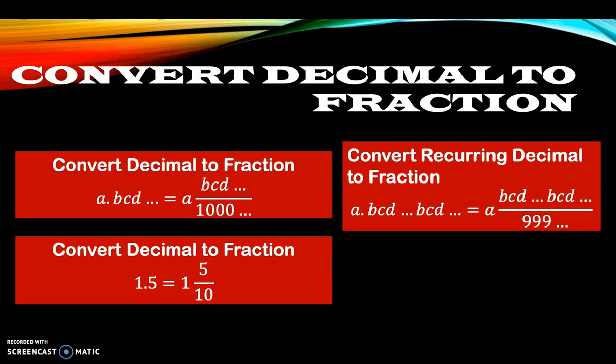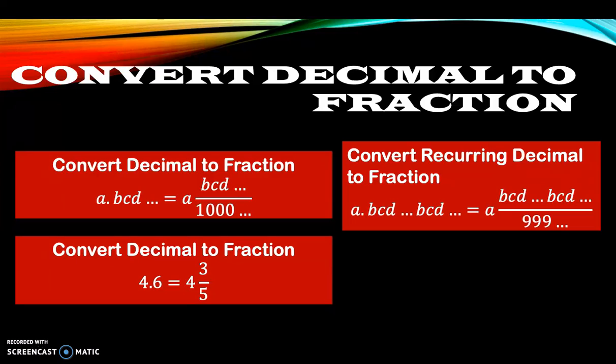The number 1 before the decimal is a whole number, which will be in front of the fraction. So 1.5 is 1 5/10, which then simplifies to 1 1/2. Also, 2.5 is 2 1/2, 0.4 is 2/5, and 4.6 is 4 3/5.